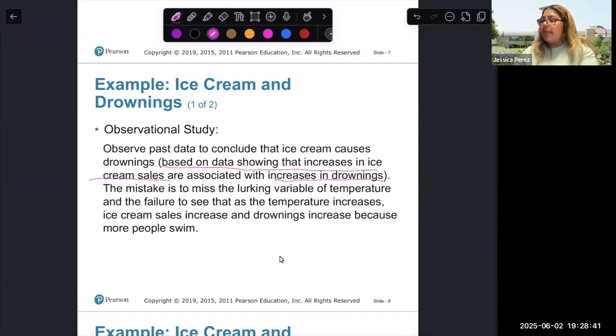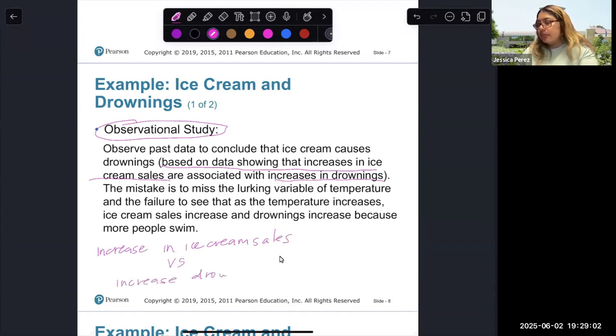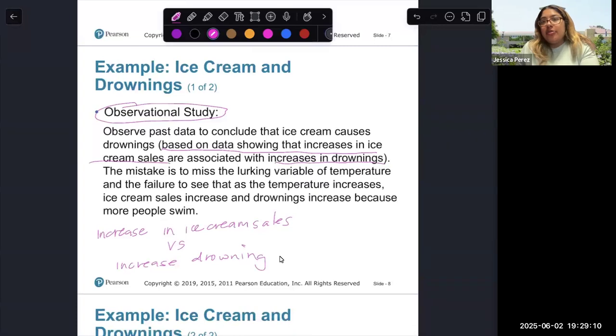So if we have an observational study, if we're just looking at two things, we're seeing the increase in ice cream sales versus the increase in drowning, we can't really make an assumption that ice cream causes drowning, right?